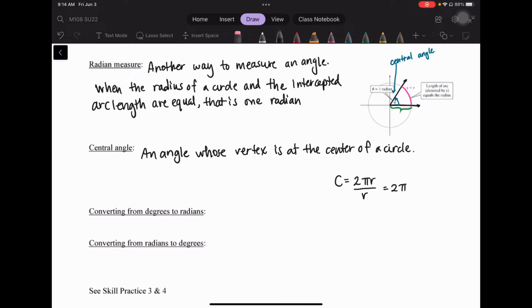So we're taking the circumference of the circle because that's the complete arc length. If we took the complete arc length and divided it by the radius, because we're comparing the length of those, one full circumference divided by the radius is 2 pi. So a full revolution is 2 pi for our measurement. So 360 degrees is equivalent to 2 pi.